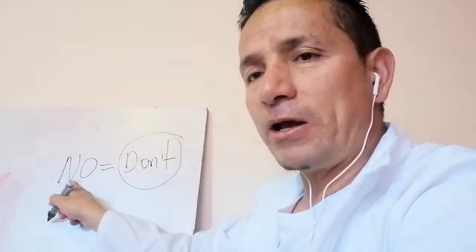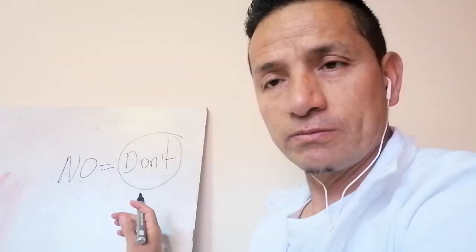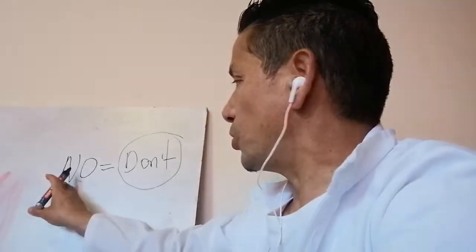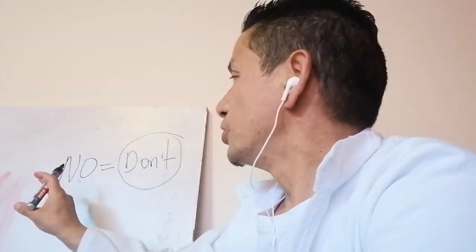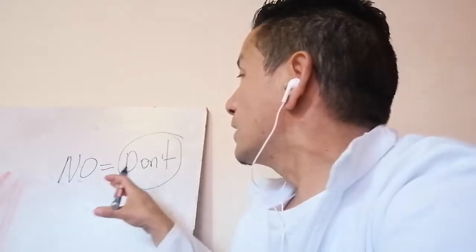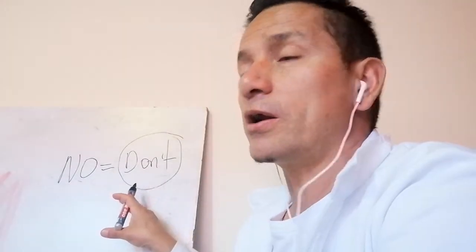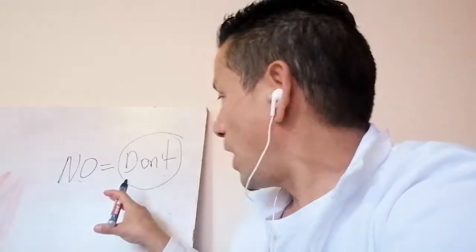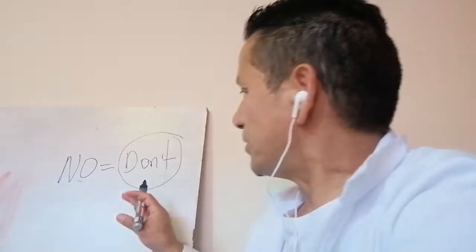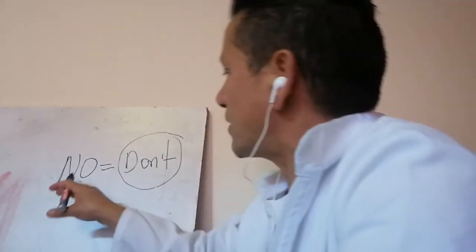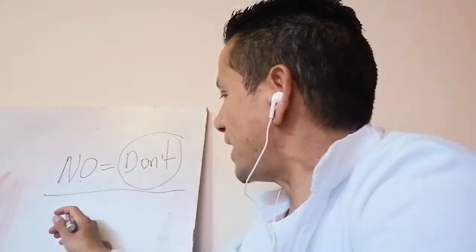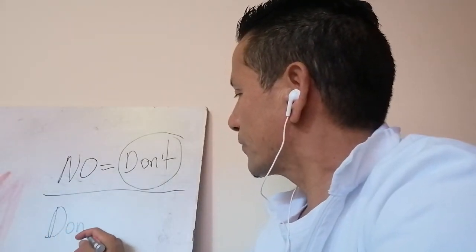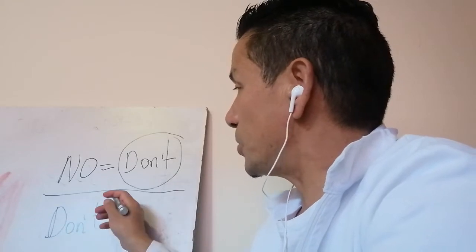So this is Spanish and this is English. Notice that. In Spanish, no. No tengo hambre, for example. No quiero ir a jugar. I don't want to go to play soccer, for example. So my suggestion is learn that don't is similar to saying no in Spanish. You see? But we're going to say don't.